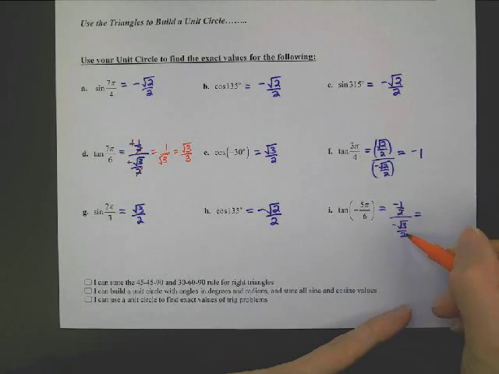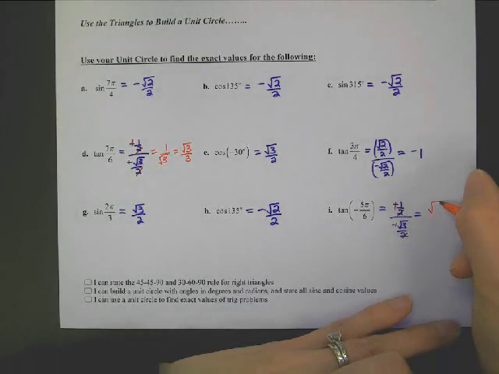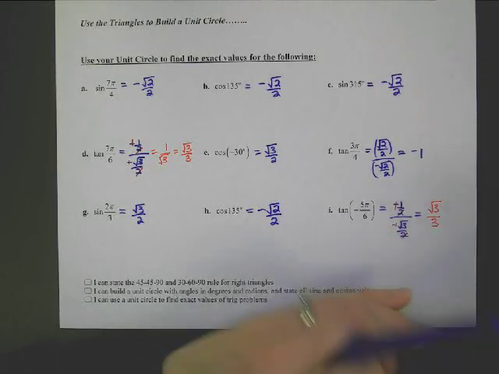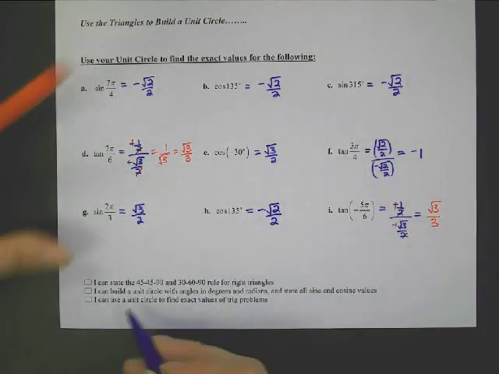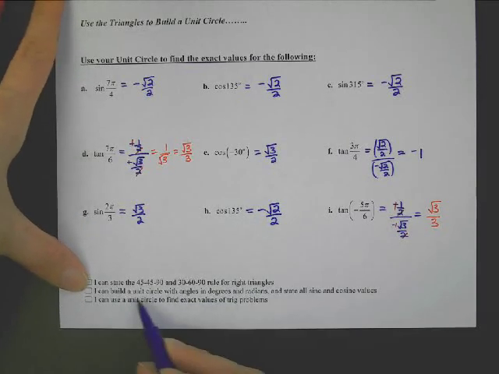Can you state the 45, 45, 90, and the 30, 60, 90 rules? Okay, can you build a unit circle with the angles for degrees, radians, and the sines and the cosines? And then can you find values using your unit circle?